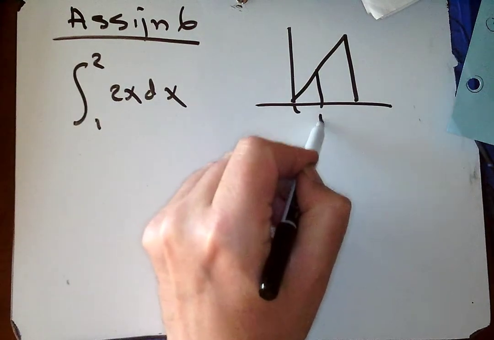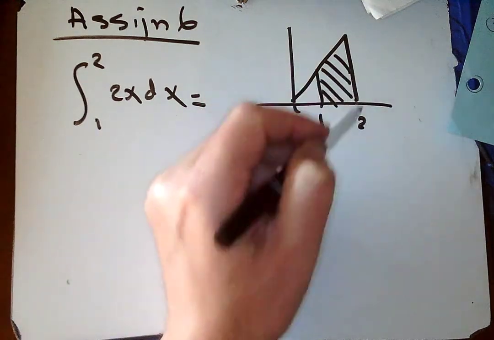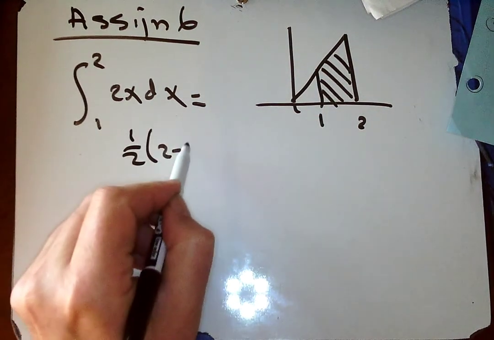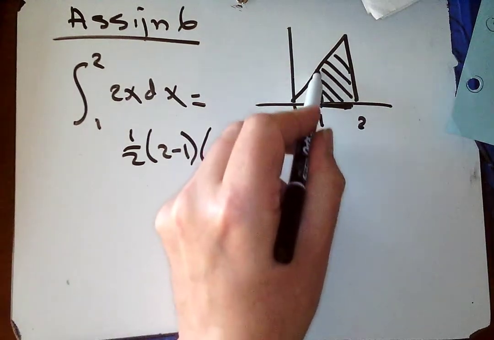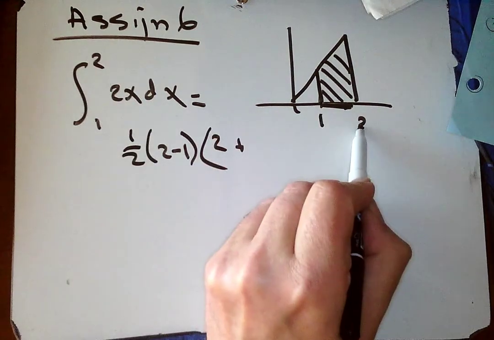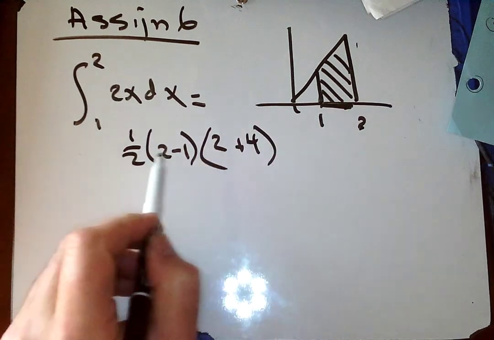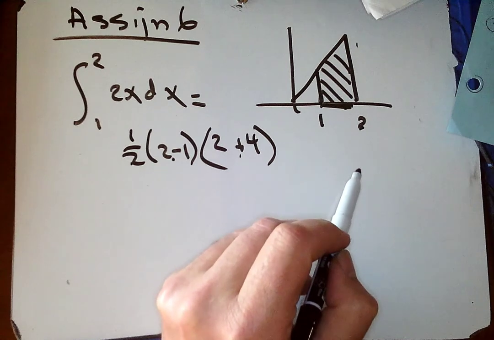to 2 as this area, and I can find that area by finding the area of that trapezoid. 1/2, the height is here, 2 minus 1. Base 1, if I plug a 1 in there, I get 2. And base 2 is this here. If I plug a 2 in there, I get 4. So I've got 1 times 6 times 1/2.